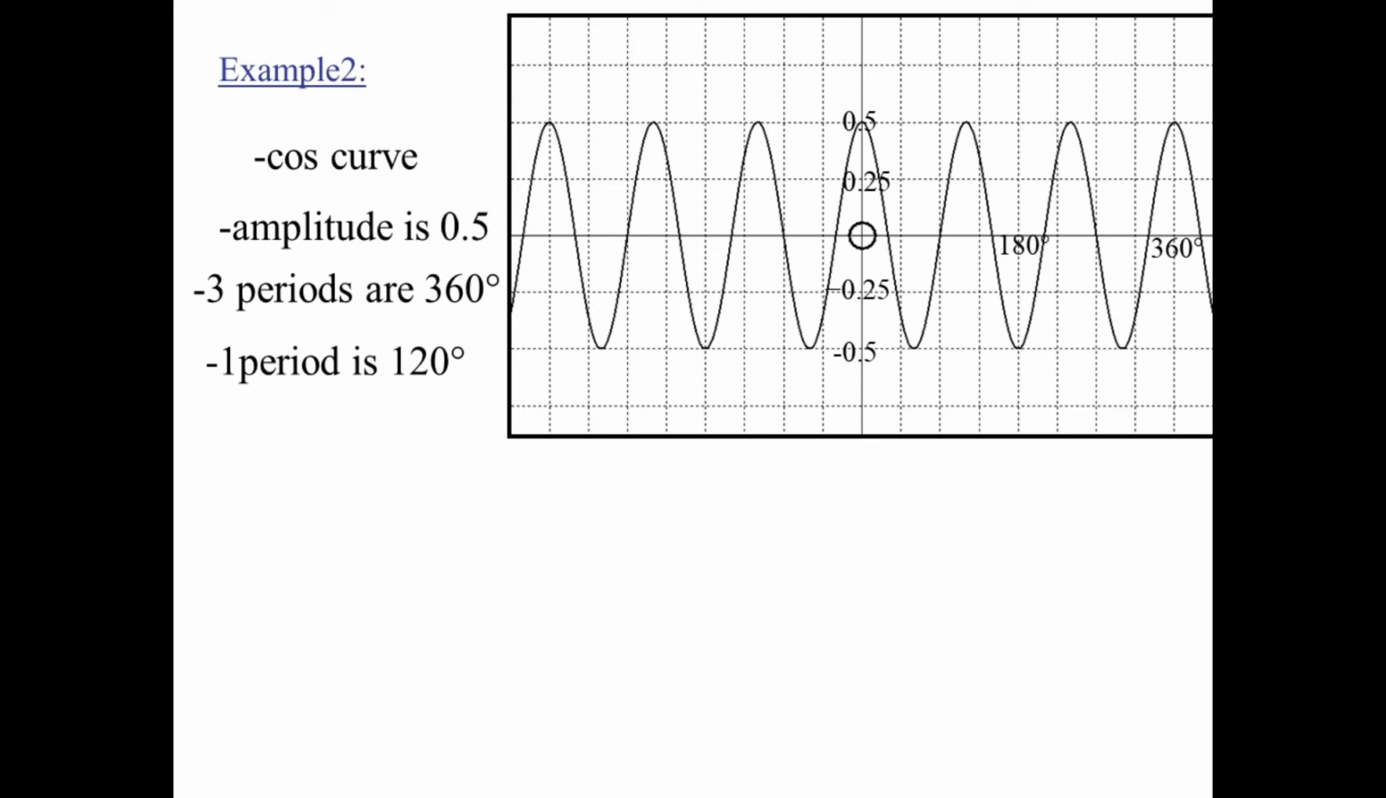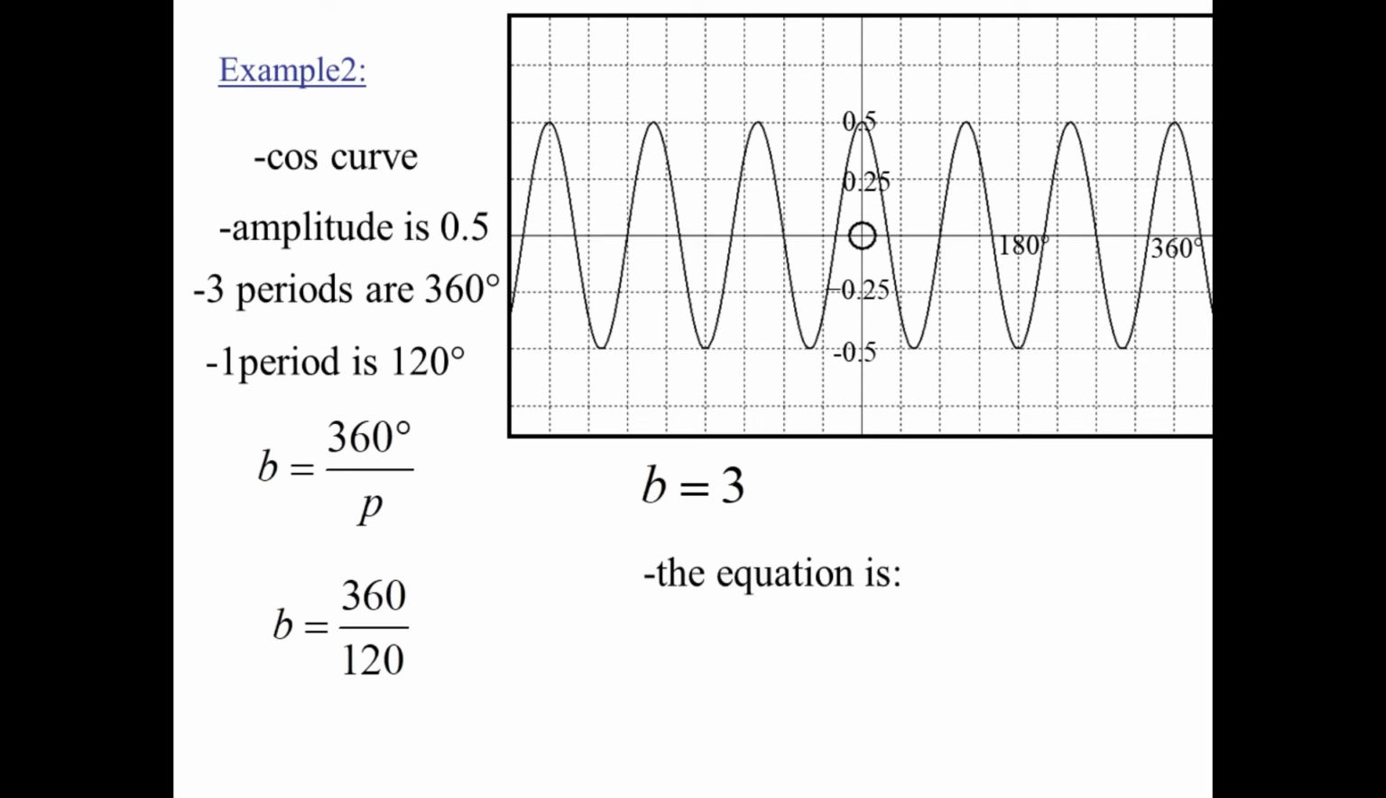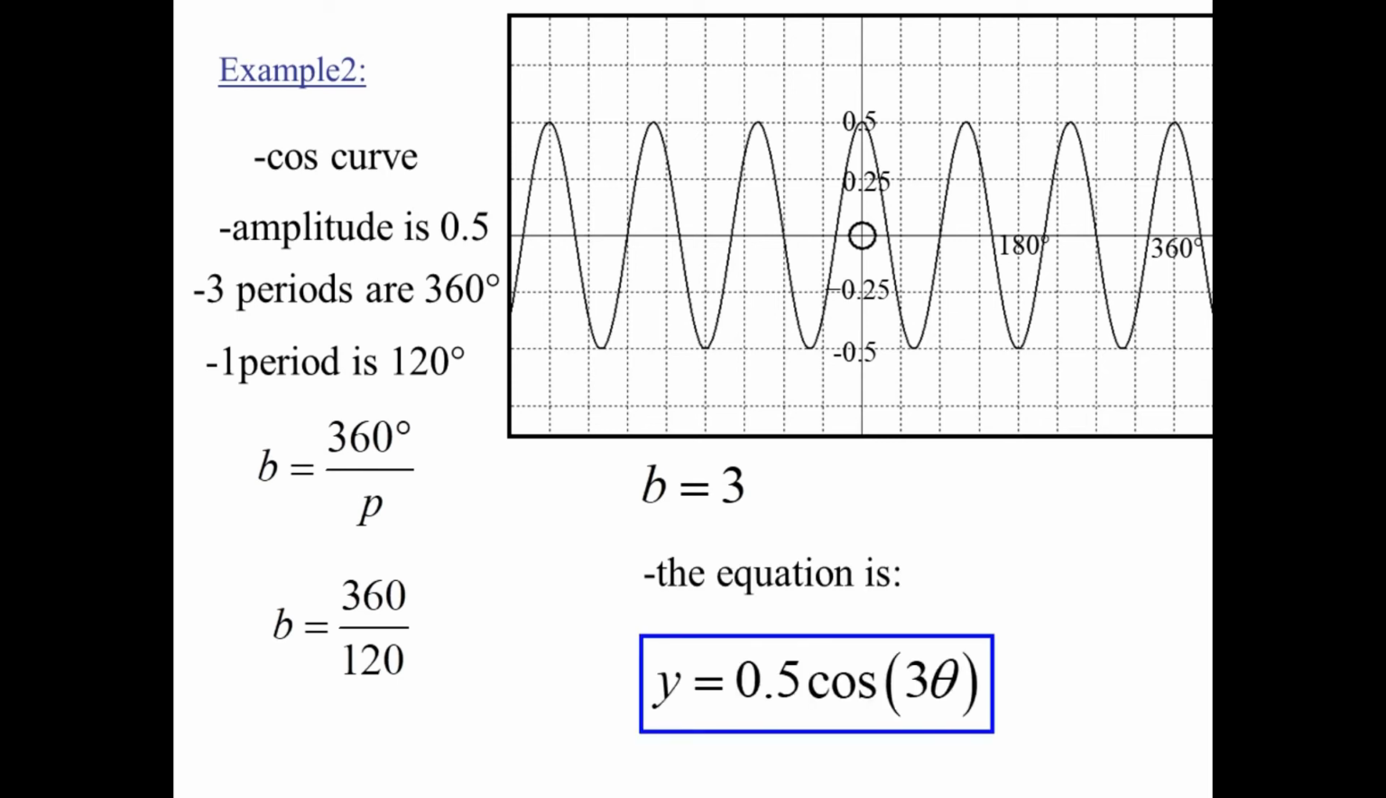Again, though, we're more interested in the b value than the period, and the b value is 360 divided by p. So it'll be 360 divided by 120, and that's 3. Now we've got a b value, and we've got an amplitude, and so we can now state our equation. 0.5 cosine 3 theta.